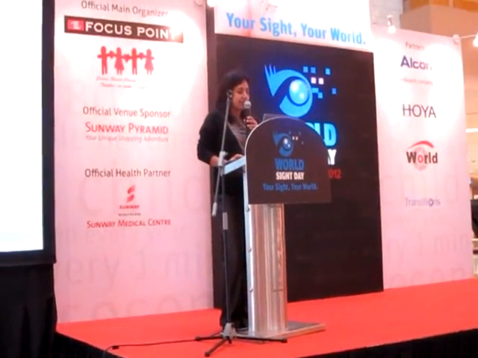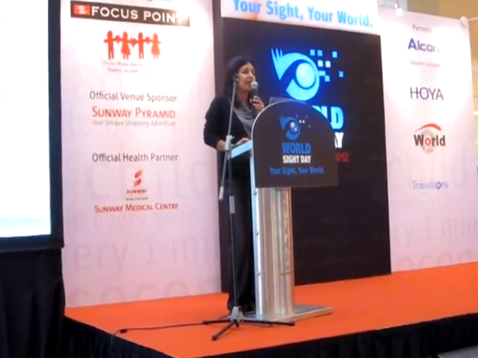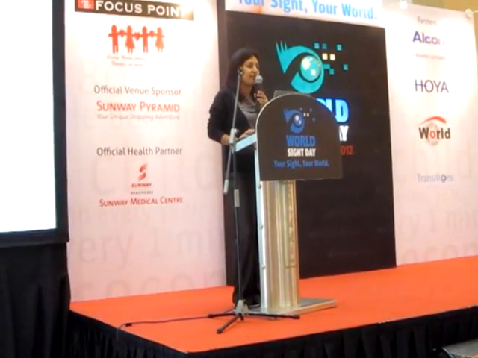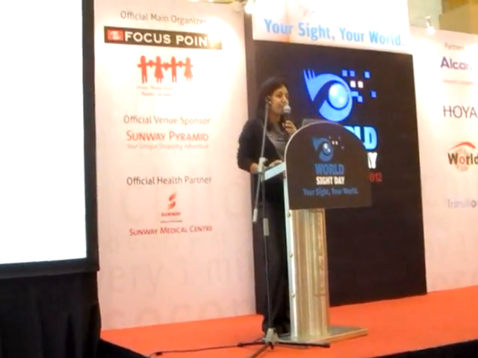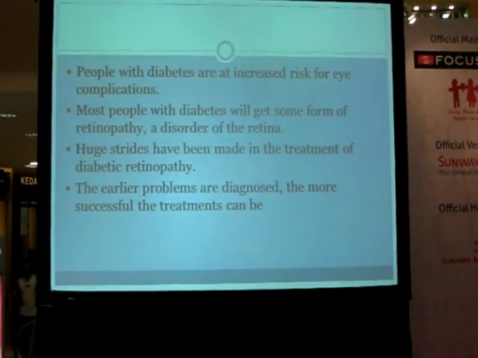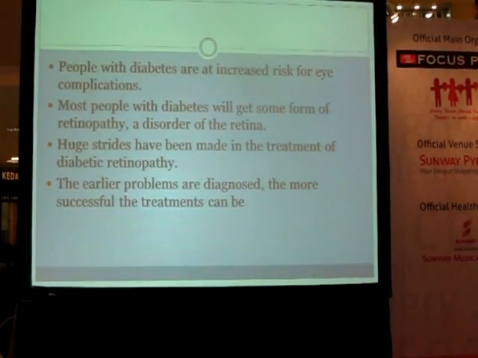Now, people with diabetes are at increased risk for eye problems. A lot of people know they can get kidney failure, they can have problems with infections in the legs, sometimes even amputation, but they may not be aware that they can have eye problems. But now there are lots of new treatments, and it's very important to detect this condition very early.